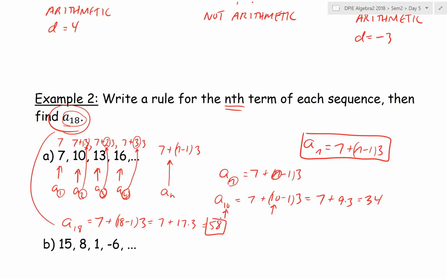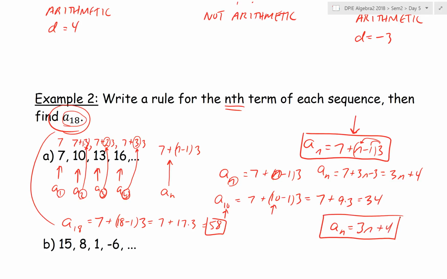And we have found the 18th term, which is 58. Now, I do want to also mention that this term generating formula that we created right here can also be simplified. If we distribute the 3, that's 7 plus 3n minus 3, which could also be written as 3n plus 4. So that would be another way that we could write our term generating formula, would be 3n plus 4.